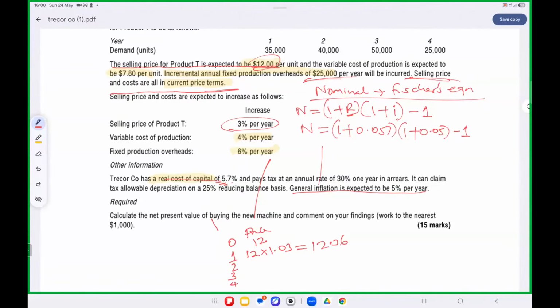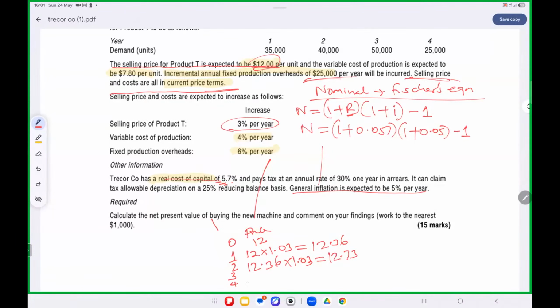Then we go to year number 2. It will be 12.36. I have it growing again times 1.03, which will end up, ladies and gentlemen, giving me what figure? Alfred, 12.73. Like that, isn't it? Then we continue like that.